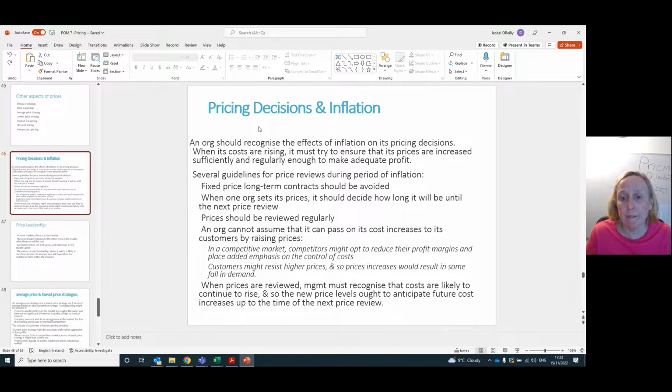When prices are reviewed, management must recognize that costs are likely to continue to rise, and so the new price levels ought to anticipate future cost increases. So we should try and calculate upwards. We check the trend. Has it been increasing over the last few months, and is it likely to continue up to the time of the next price review?